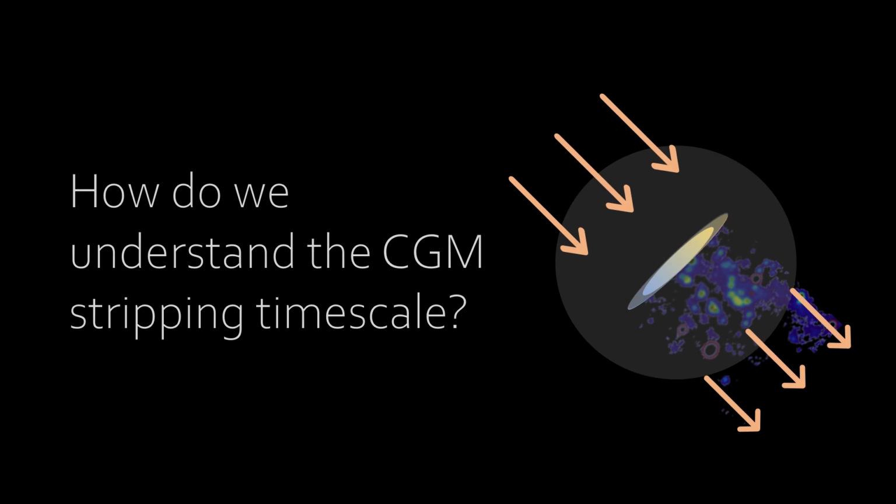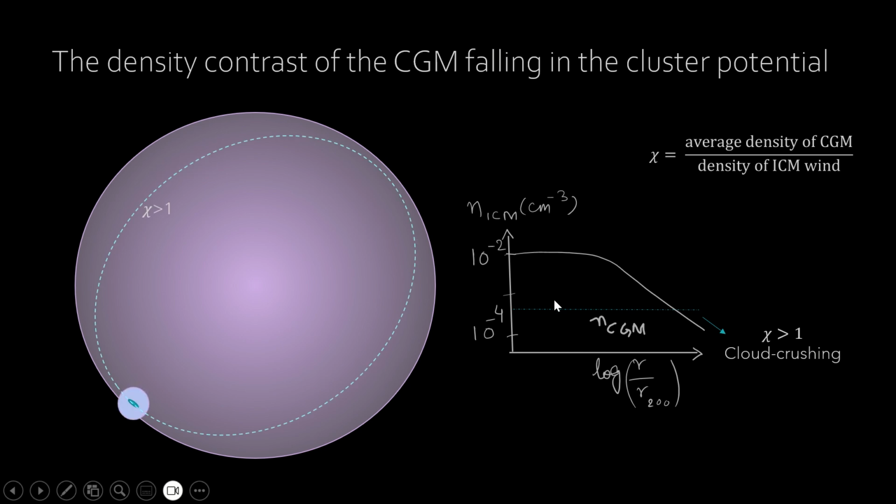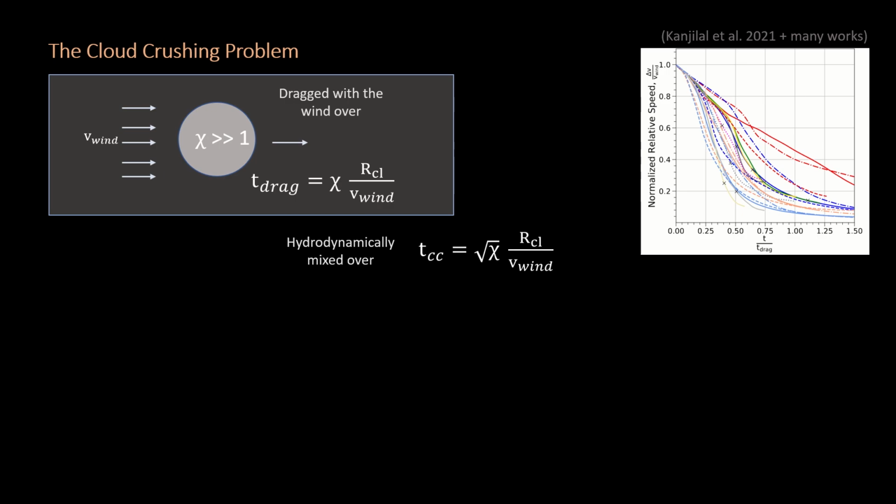So how do we understand the CGM stripping timescale? We find that it is the density contrast of the CGM with the ambient ICM density that determines its stripping. This is a sketch of the density profile of a galaxy cluster like Virgo, and for a galaxy with mass and size comparable to that of the Milky Way, the typical CGM density is marked over here. If the galaxy is moving at cluster outskirts, the density of the CGM can be higher than the ambient densities. This would mean that the CGM would behave like a cloud being pushed by a diffuse wind.